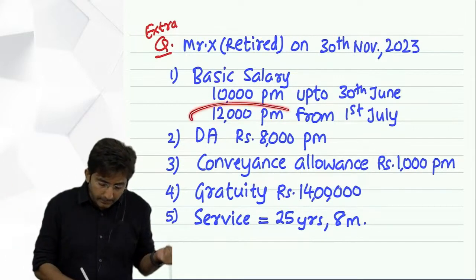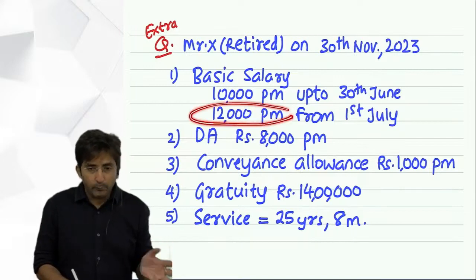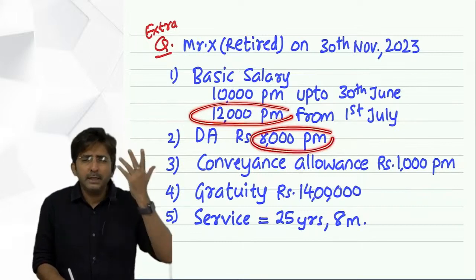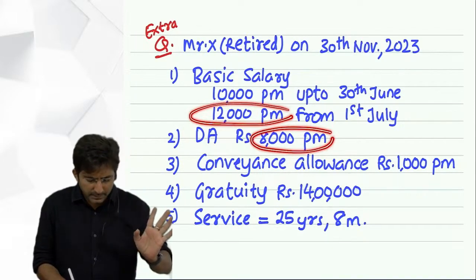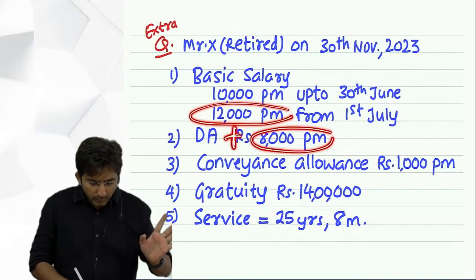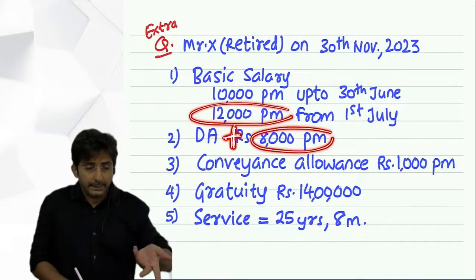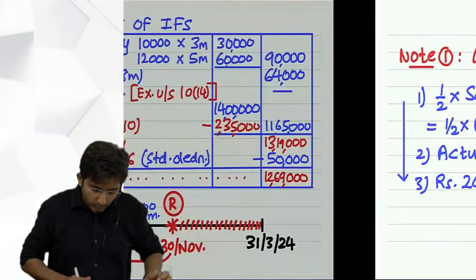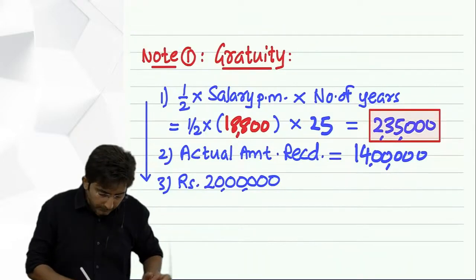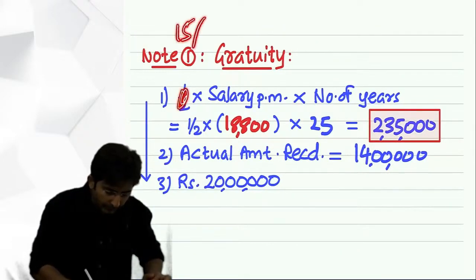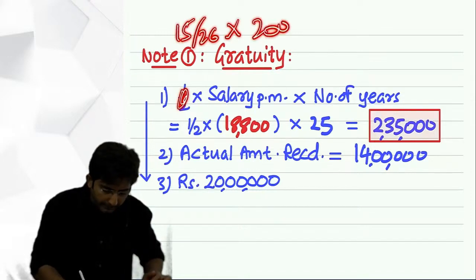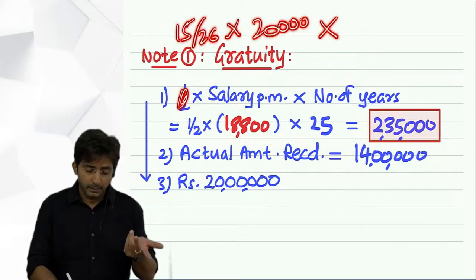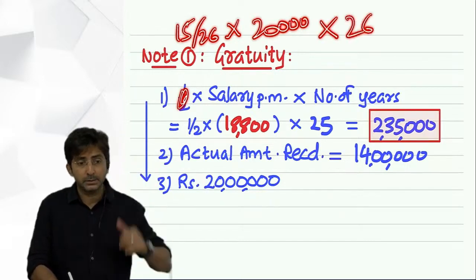So latest basic 12,000 per month. And DA was always same. So even this becomes the latest DA, without bothering whether it is in terms or not in terms. Add both. 20,000. Latest basic, latest DA 20,000. Remember the amount, 20,000. So what will be the change? This will become 15 upon 26 multiply by 20,000. And number of years of service, you will round off the fraction. 25 will become 26 years.